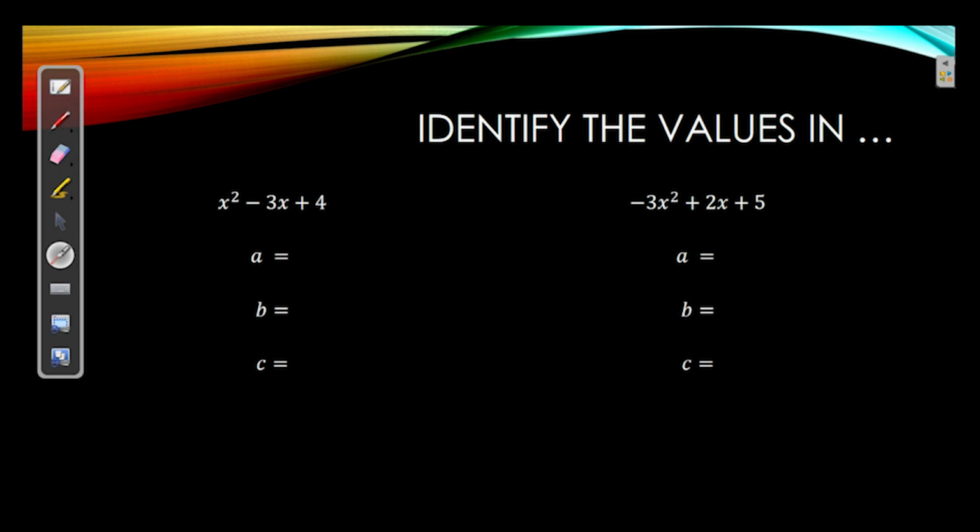So let's start off with the very first one that we have on the left here. We have x squared minus 3x plus 4. One of the biggest issues that crops up often with students being able to identify the coefficient of x squared in expressions like these is that they don't see the coefficient. You're not seeing a coefficient here, and automatically a student will process this as 0.